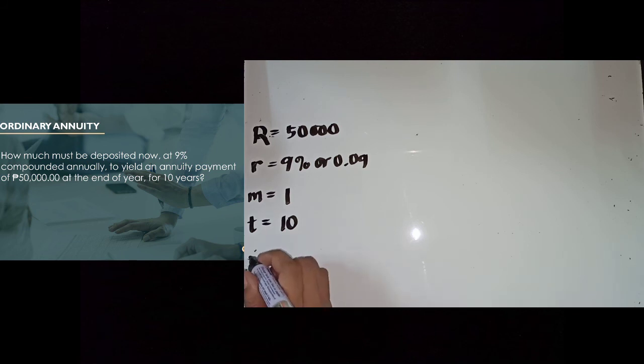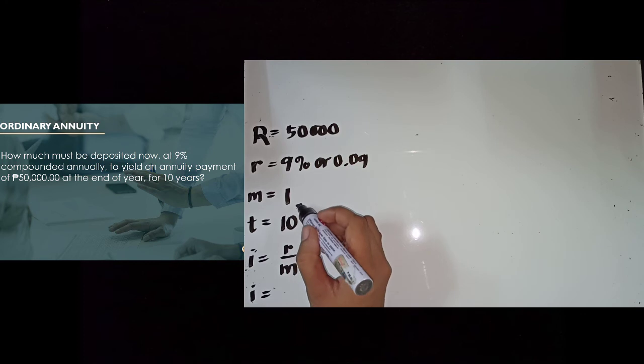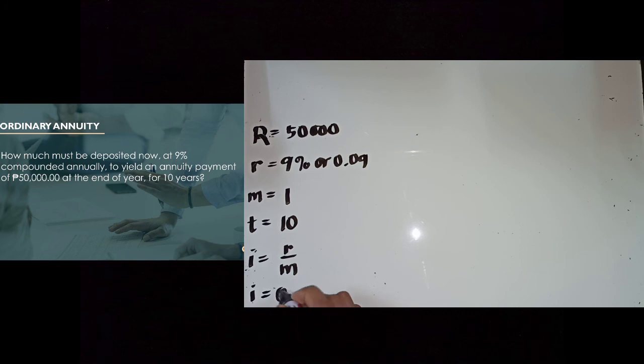Next, the value of our I. Again, to solve for I, that is R over M, the annual interest rate over the number of compounding periods, or M. So I is equal to the value of your R, 0.09, divided by the value of your M, which is 1. So 0.09 divided by 1 is 0.09.